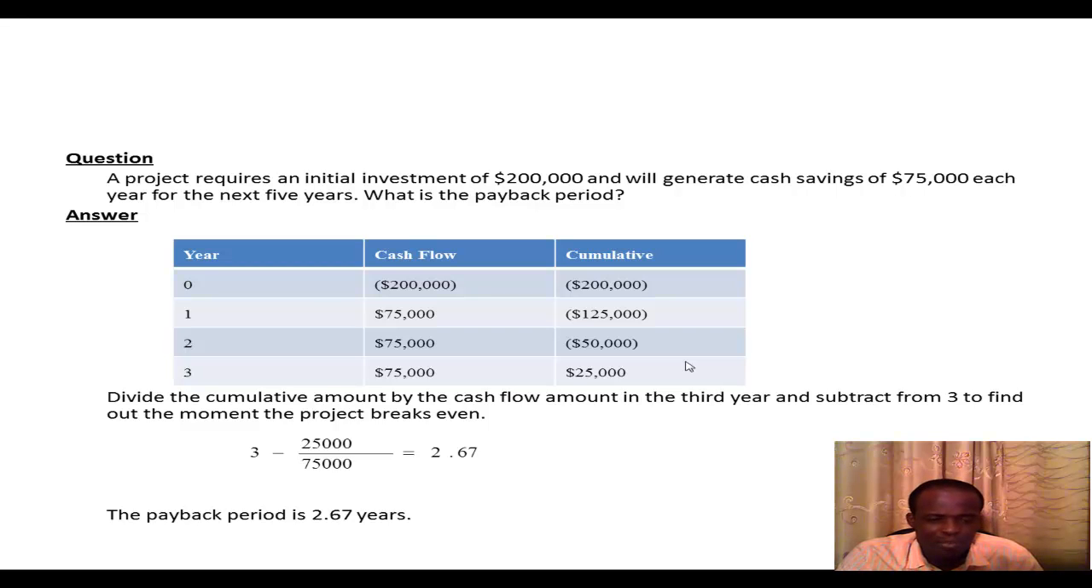Now, if you're comparing two or more projects, the project that takes a shorter time to pay off is the one that you select over the ones that take a longer time to pay off. Partly, or in part, because of the time value of money.